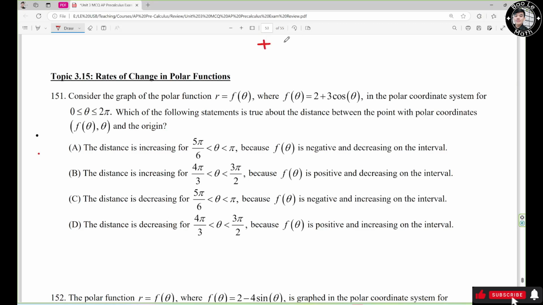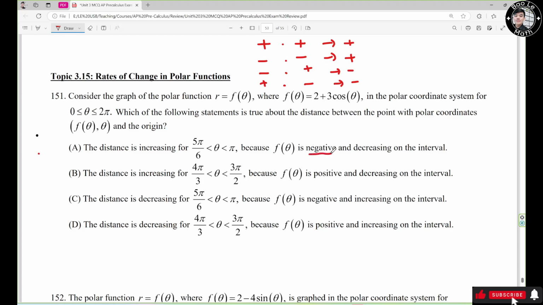If you have plus times plus, the answer must be positive, right? Negative times negative, the answer must be positive, because they have the same sign. Negative times positive, the answer is negative. And positive times negative, the answer is negative. Now, we're going to use the plus sign and minus sign to represent negative, decreasing, positive, and increasing.